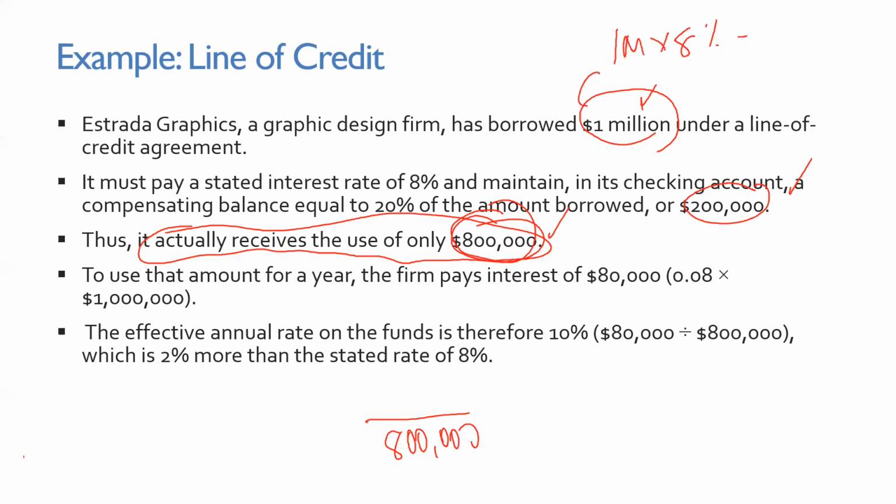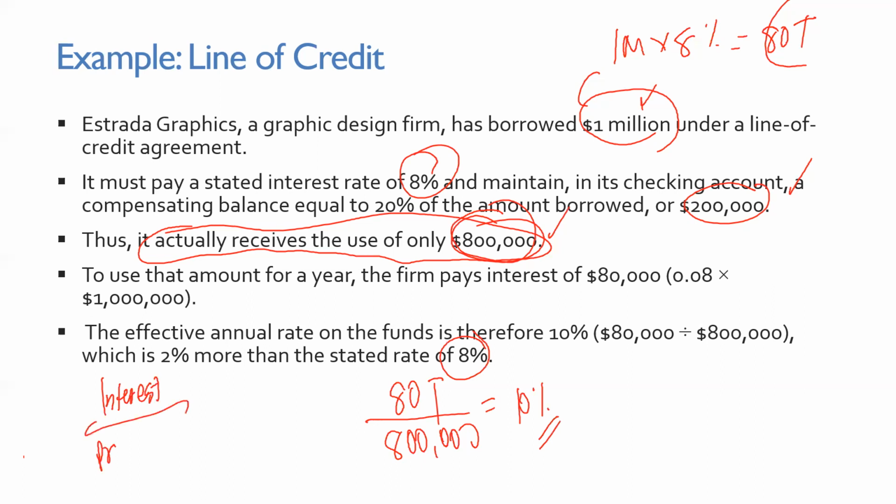Okay. Even though you will be paying 1 million times 8%, which is what? 80,000. So the effective annual rate here is 80,000 over 800,000, which is 10%, which is 2% more than the stated rate of 8%. So here, what's the rule now? Interest over principal minus the compensating balance. Kasi it reduces the amount that you can utilize.